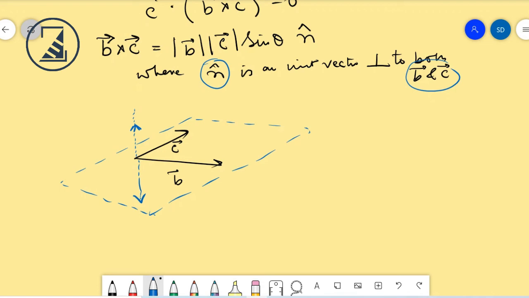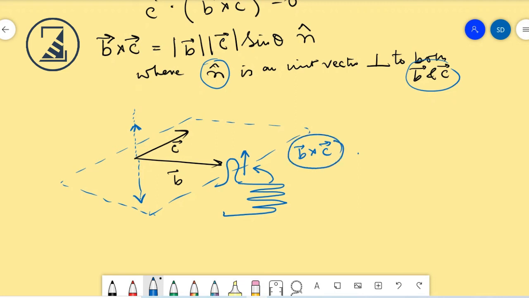So to find the direction of B cross C, you point your fingers towards B vector and try to curl your fingers towards C, and the direction of your thumb will give you the direction of B cross C vector. So you have to align the right hand fingers towards B, coil them towards C, and the direction of your thumb will give the direction of B cross C. So this is our right hand thumb rule.